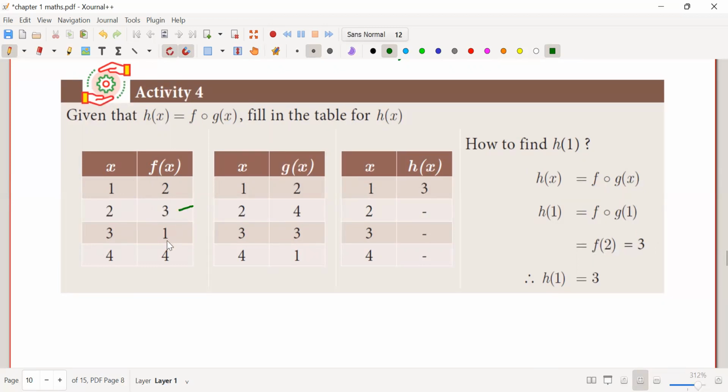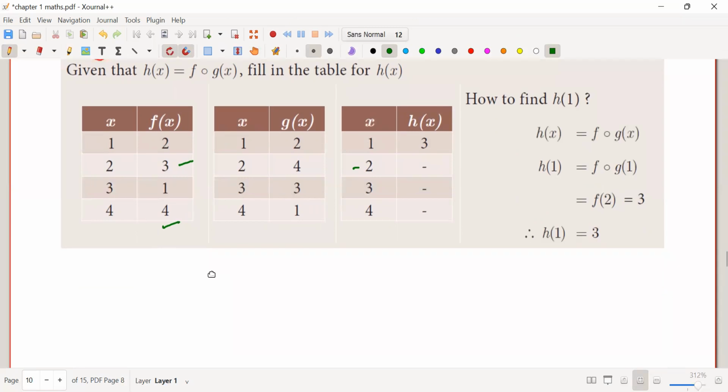F of 2 is 3. All right. Then when I substitute the value as 2, g of 2, what is g of 2? 4. So f of 4 is 4. All right. Like that, we have to substitute and get the result.